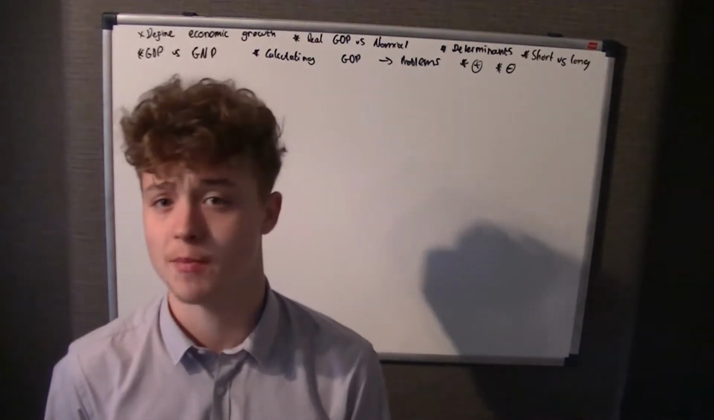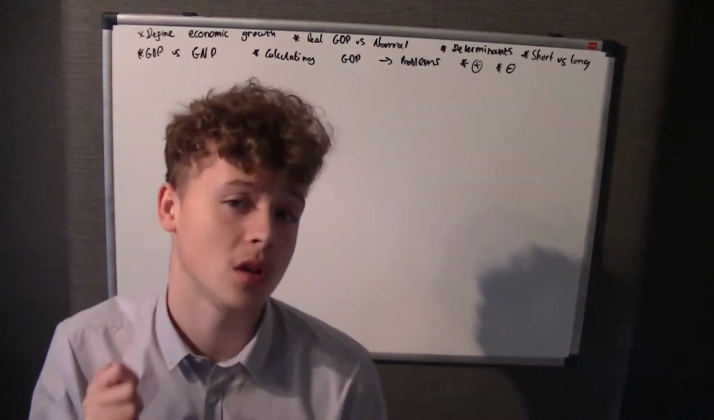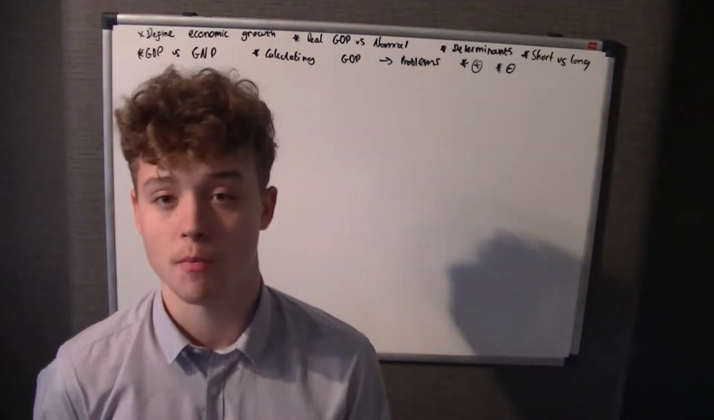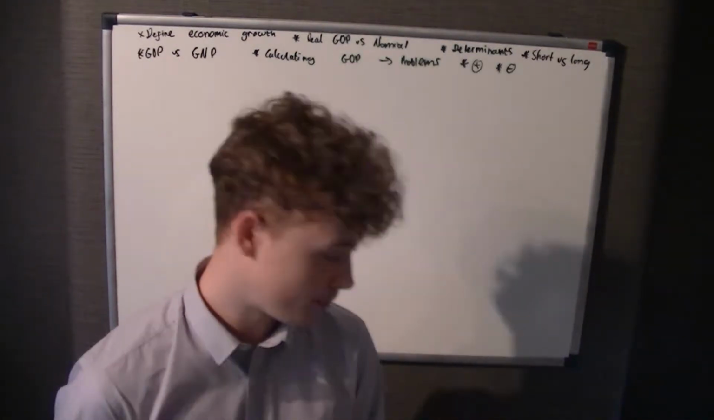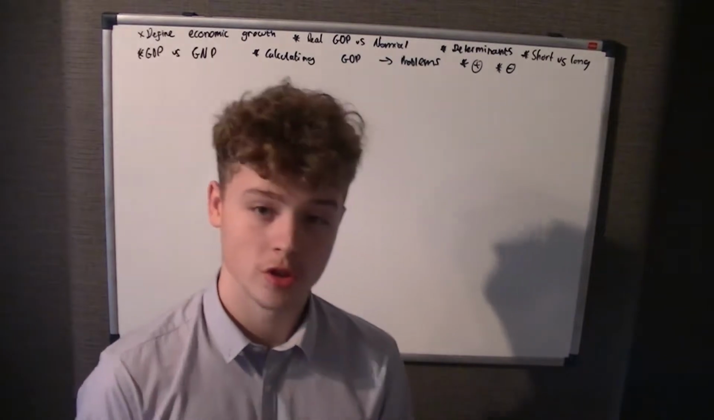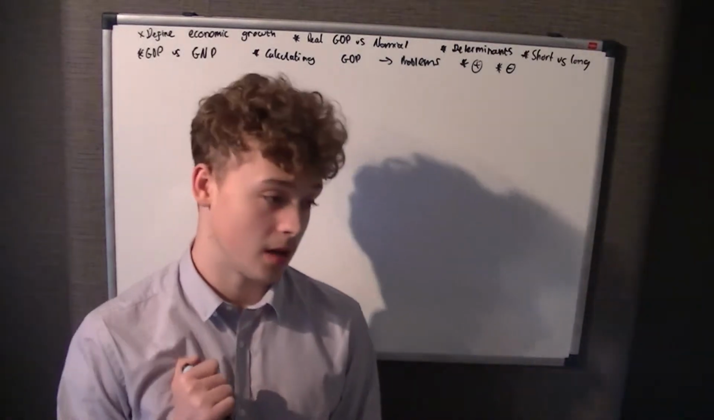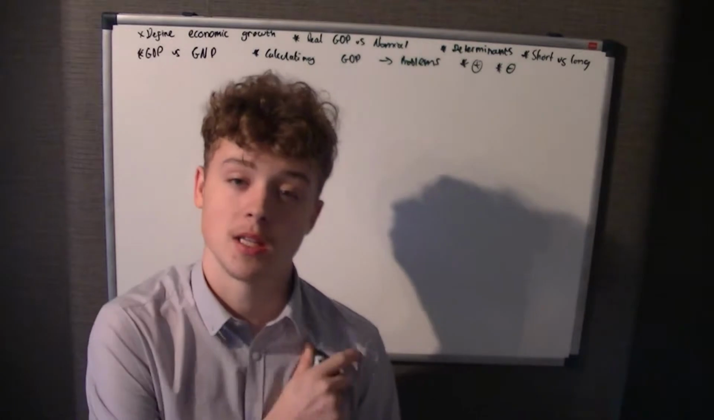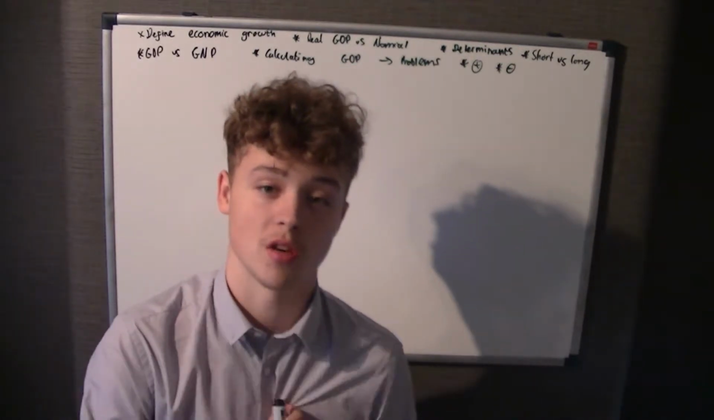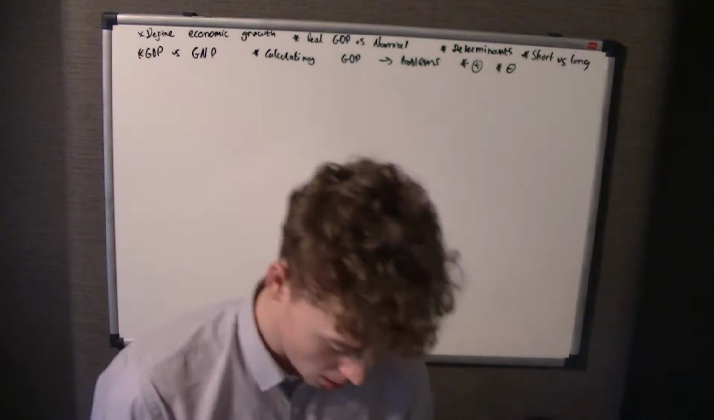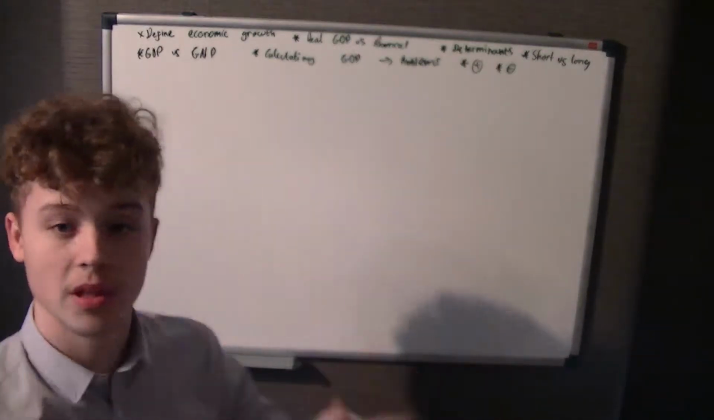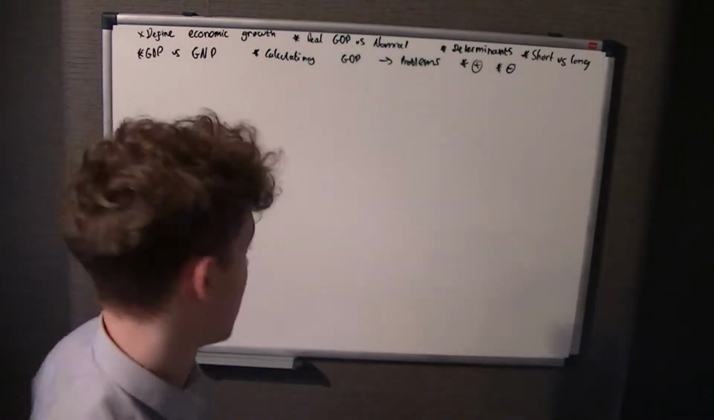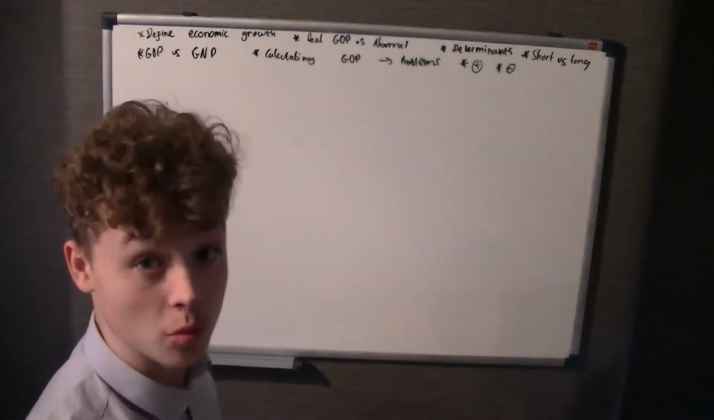There is real GDP and nominal GDP. Real GDP is the value of money at constant prices, and nominal GDP is the value of goods and services at market prices, which includes the rate of inflation. So hopefully you've got that. If you haven't, you can just rewind it and note it down again and we'll go over it.